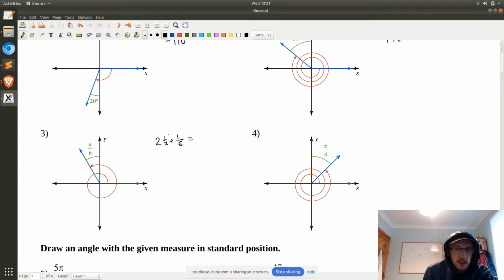Now let's see, a half plus a sixth. That would be 4/6, which is 2/3. So it's 2 2/3, which is 8 over 3. So 8 over 3 pi. I should say all of that is multiplied by pi.